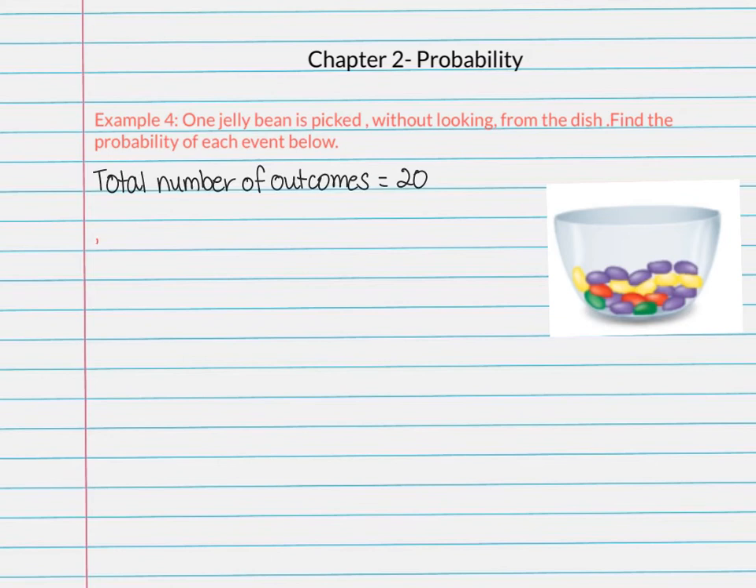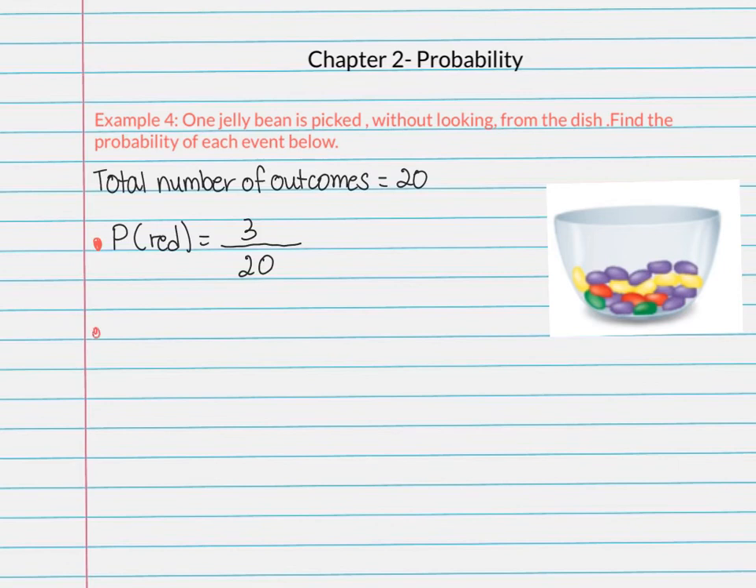Question number 1. Find the probability of red jelly beans. Again, it's a fraction. The denominator is 20. And then we go back to count the red jelly beans. As you can see here, we have 1, 2, 3. So our numerator is 3 out of 20. We cannot simplify it. It's already simplified.